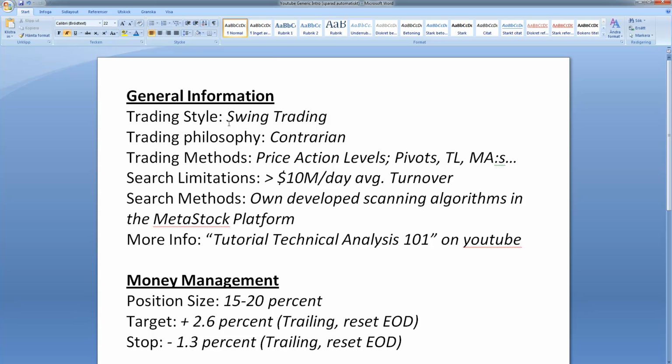I have a money management system where, at the moment, I take a position size of about 15 to 20% in each trade. My target is 2.6%, and the trading target resets at the end of day. My stop is minus 1.3%, also reset at the end of day.